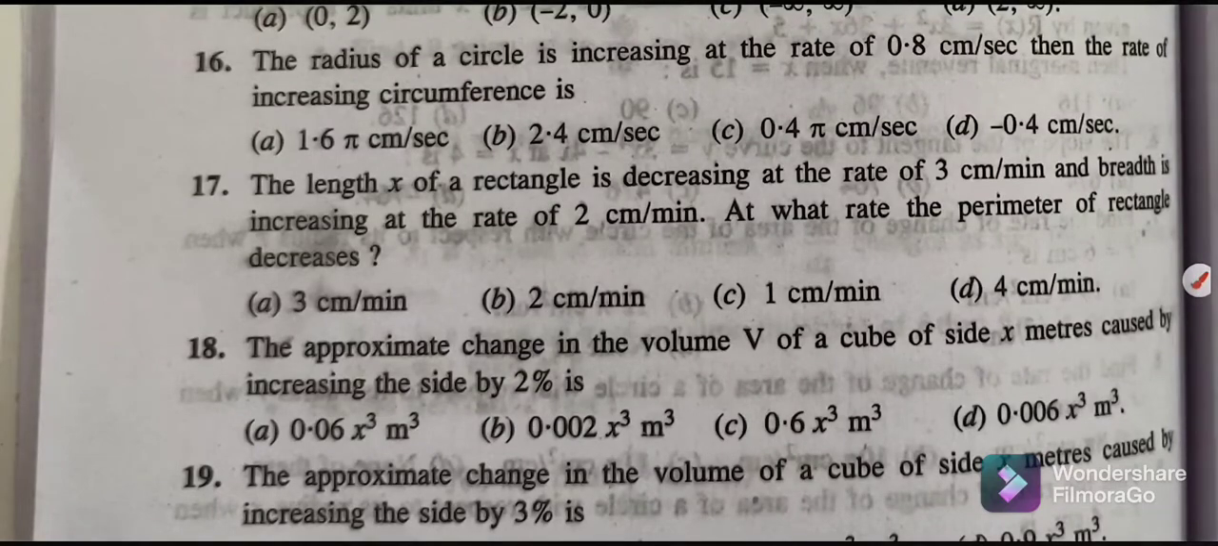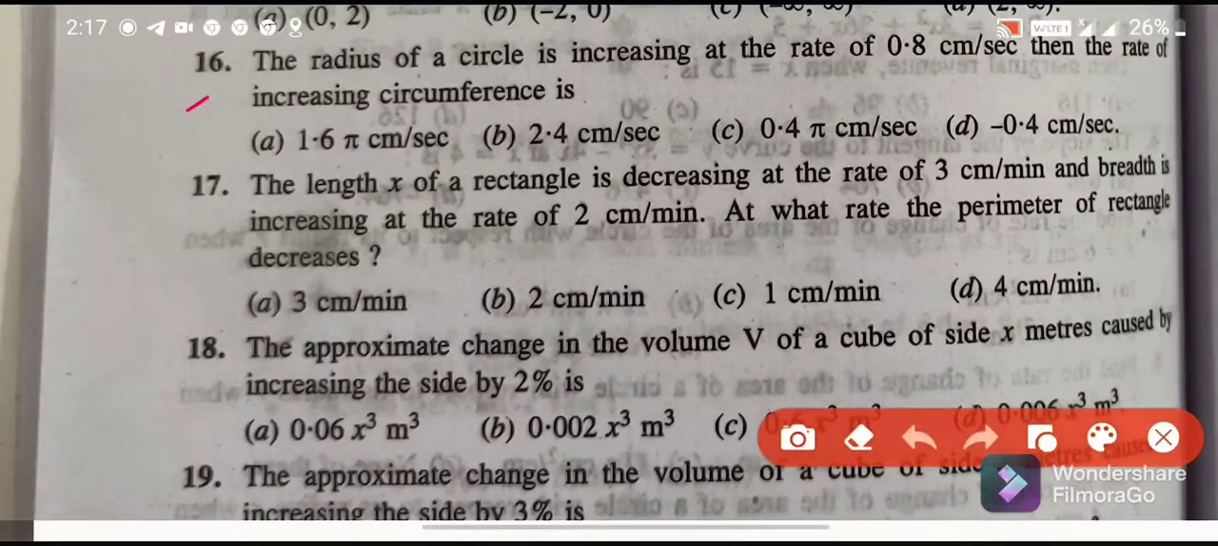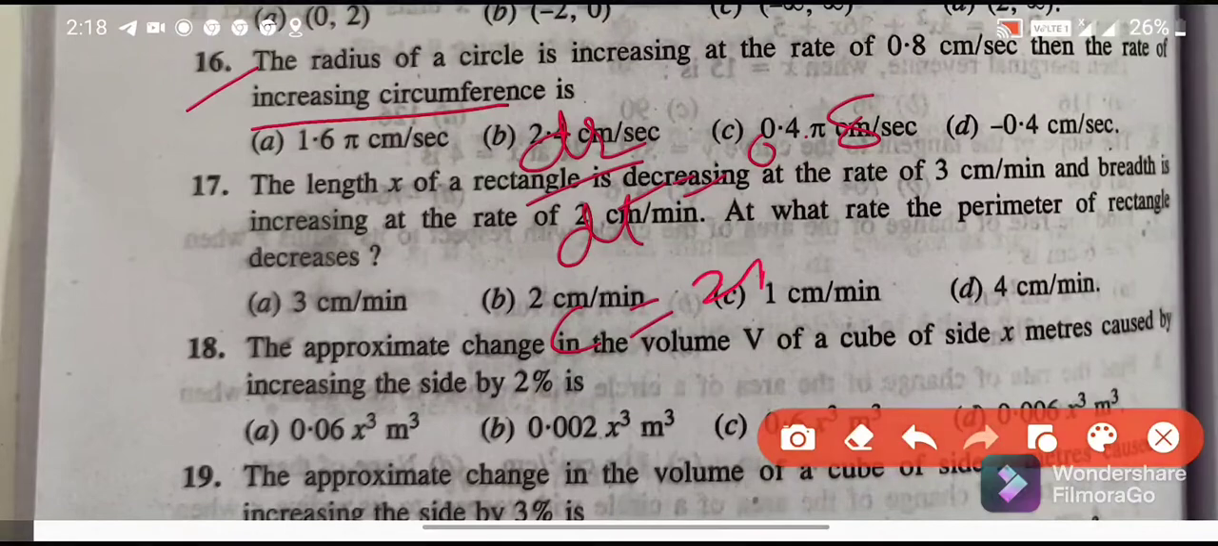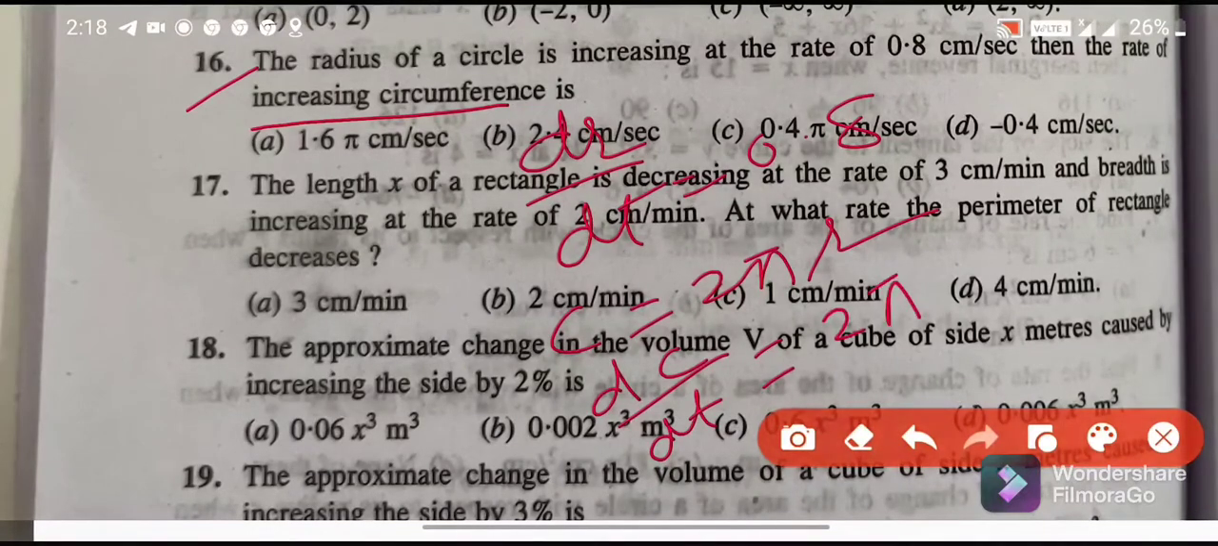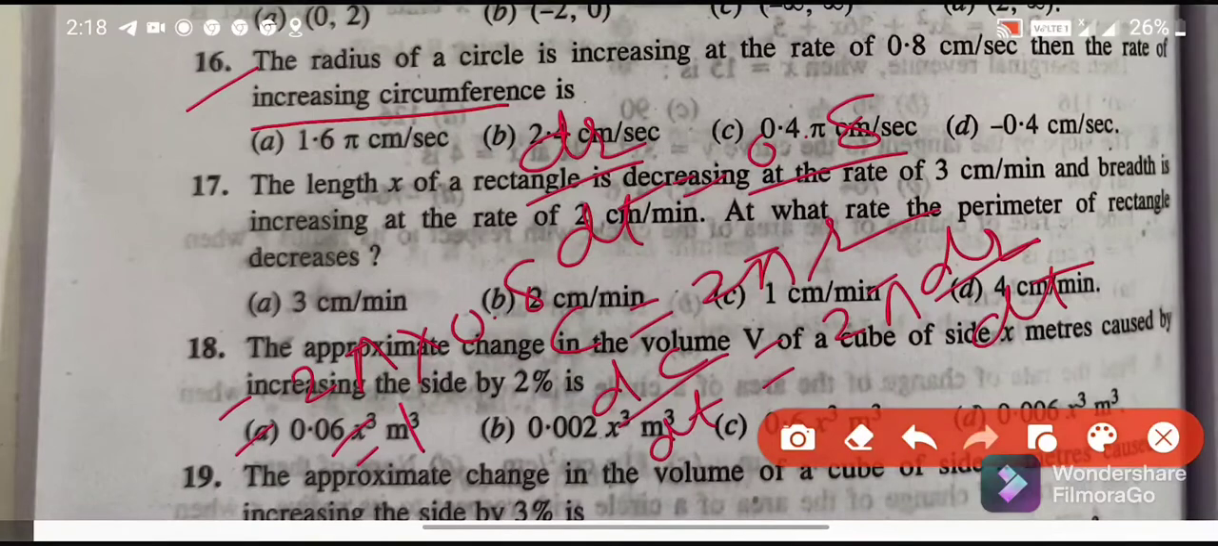Next question, the radius of a circle is increasing at the rate of 0.8. Then the rate of increasing circumference is, now rate of change of radius is given 0.8 and circumference is equal to 2 pi r. Rate of change of circumference, differentiate this equation, dC by dt is equal to 2 pi dr by dt, which is further equal to 2 pi multiplied by 0.8, which is further equal to 1.6. So answer is A option.